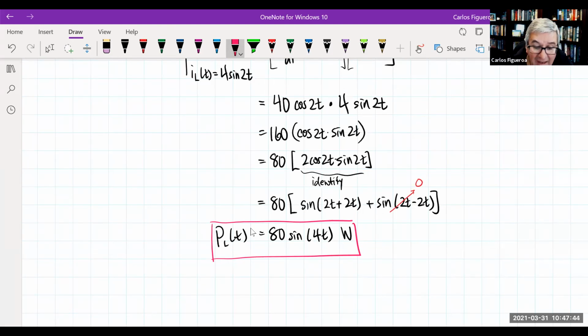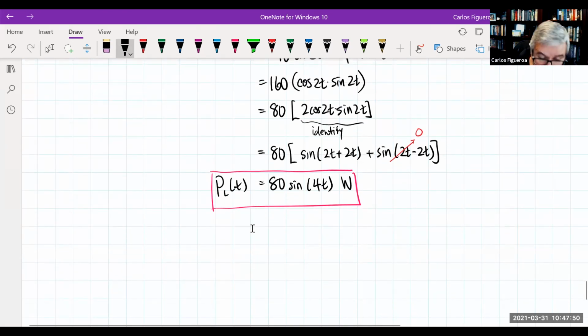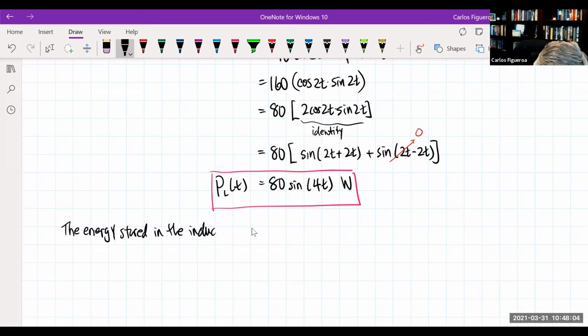If I want to get the energy of this thing, we still use the same definition. The energy stored in the inductor, what do I mean by the energy stored? The energy is in the magnetic field of the inductor. The way we typically write this is W for the energy, which is the integral from 0 to t, and we integrate the power.